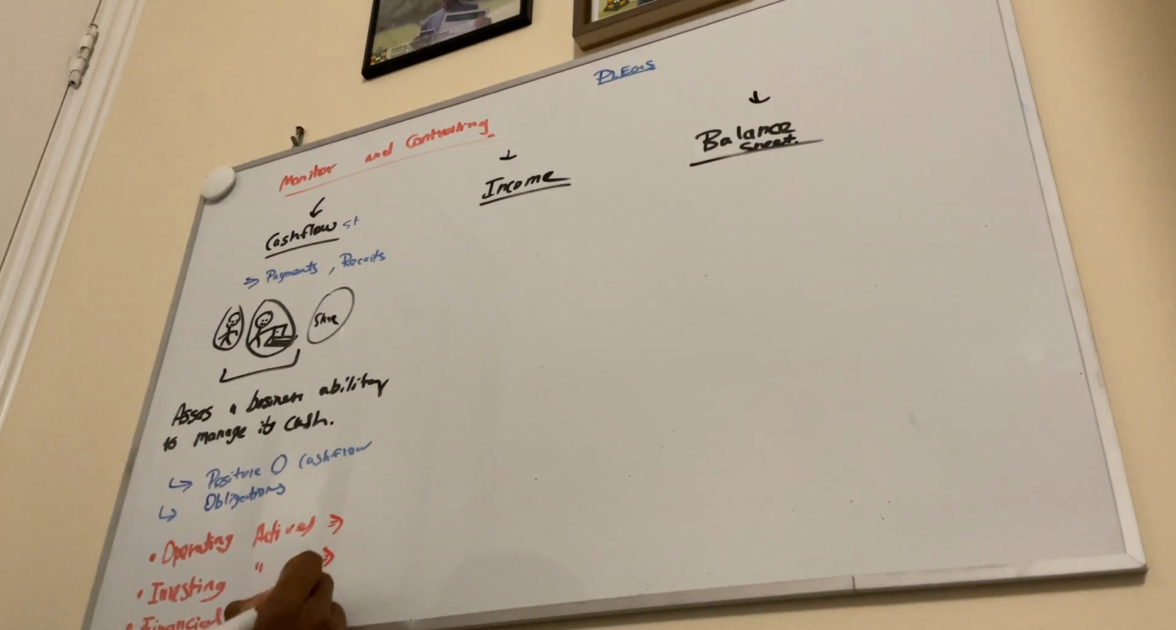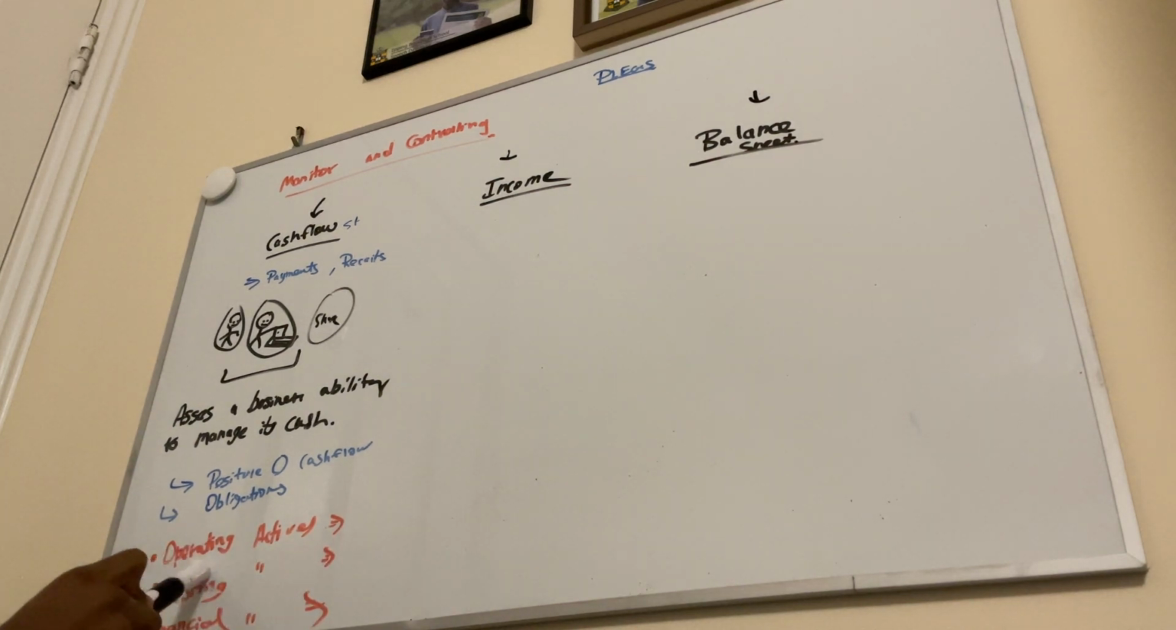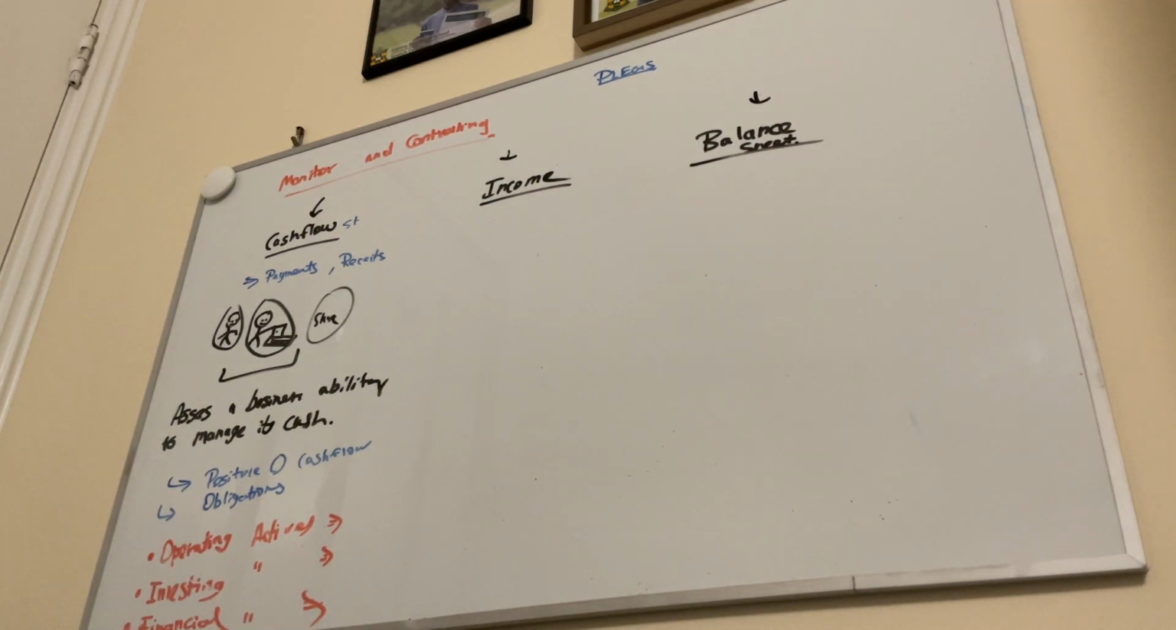So we have all these. Now, what are each of them? Okay, I'll just go through them with you. Operating activities are activities relating to the main function of the business. So this includes stuff like the sales, the selling of the product, how much the product cost, and so on.